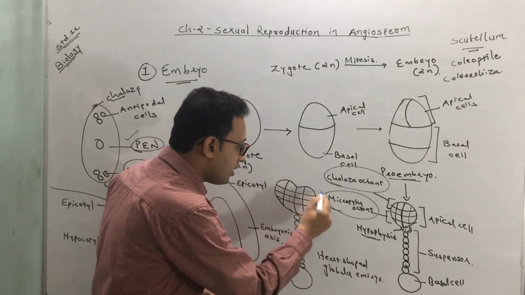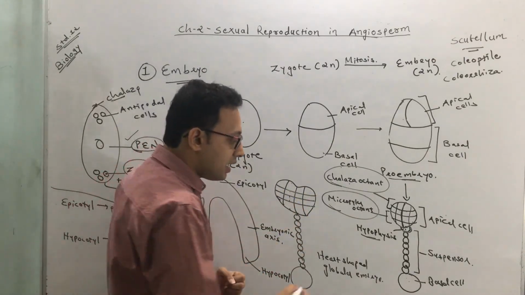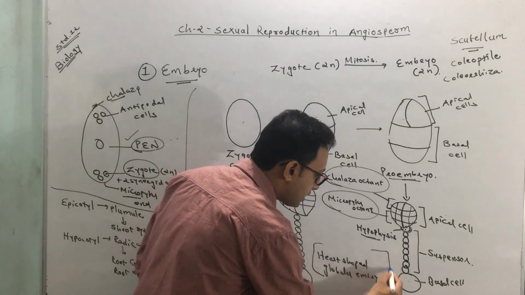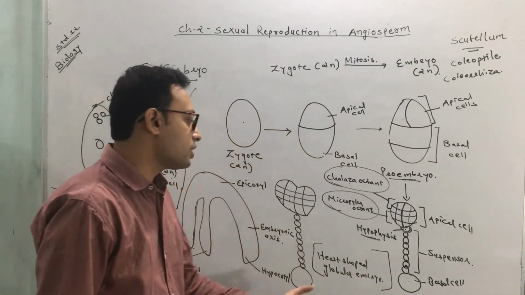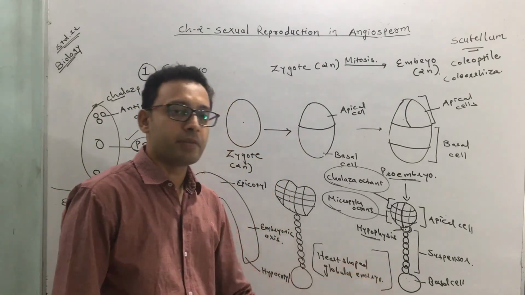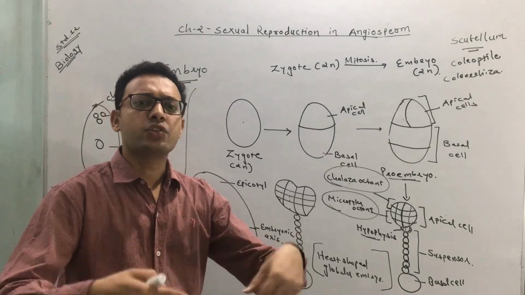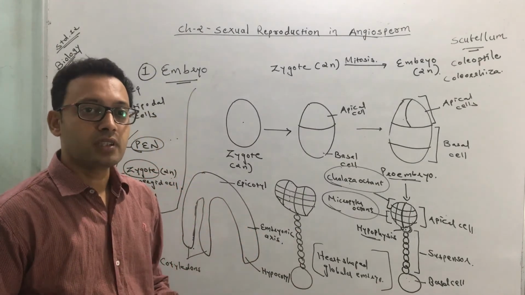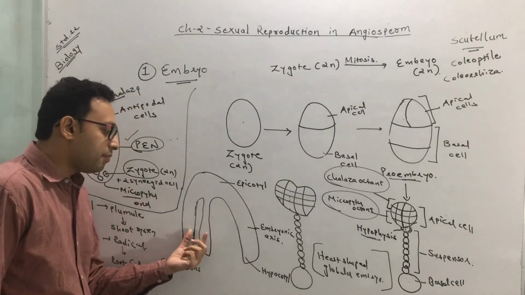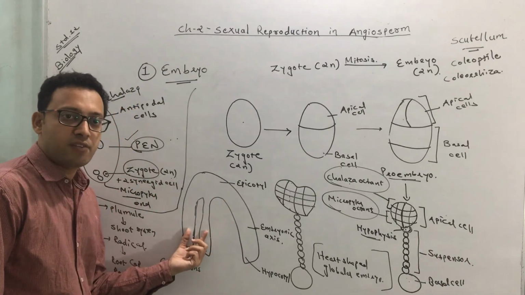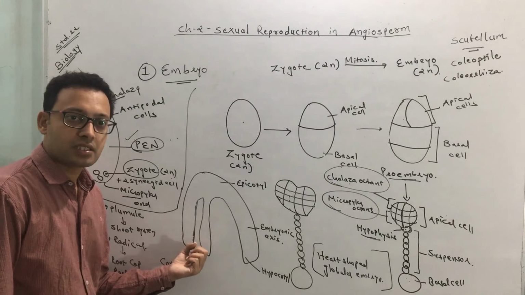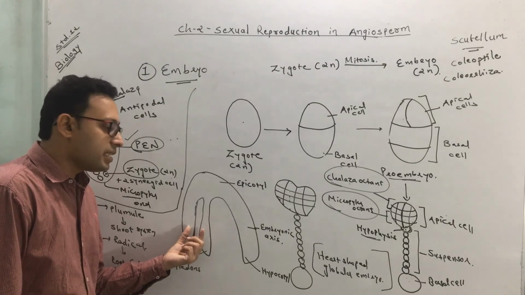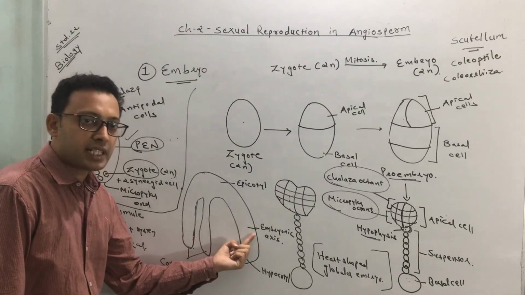And it acquires which shape? Heart shape. This is the second step, it acquires a heart shape. So this is called the heart shaped globular embryo. It continues to grow, and many cells are going to be formed. In a dicot cell, there is a development of cotyledons and the embryonic axis. In a dicot cell, there is a presence of 2 cotyledons and 1 embryonic axis.